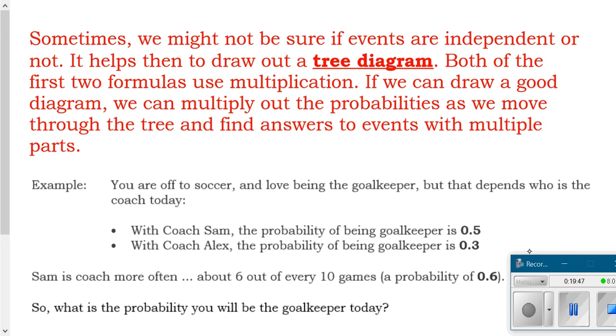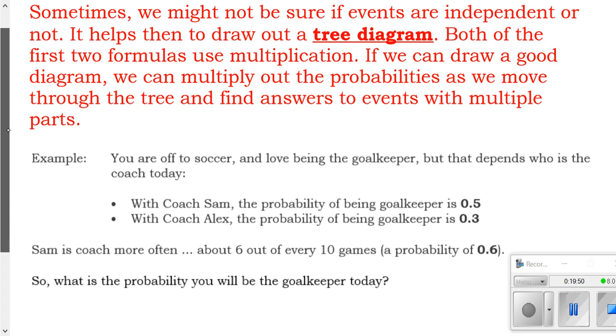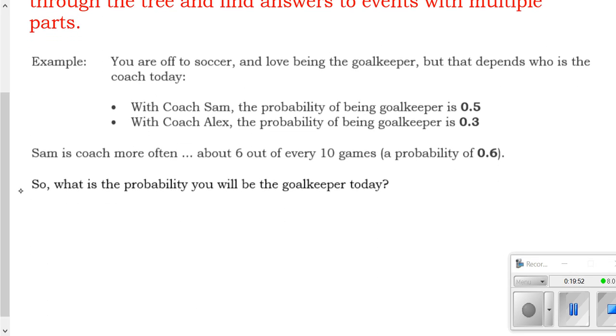So for instance, let's say that we are going off to soccer practice, and in soccer, you love being the goalkeeper, okay? So the likelihood of that happening depends on who's coaching today, because the coaches have different feelings about our goalkeeping ability. With Coach Sam, you've kept track over time, and it turns out that if Coach Sam is coaching, you probably have a 50% shot at being goalkeeper. Coach Alex doesn't believe in your goalkeeping ability quite as much, and so your probability of being goalkeeper is about 30%.